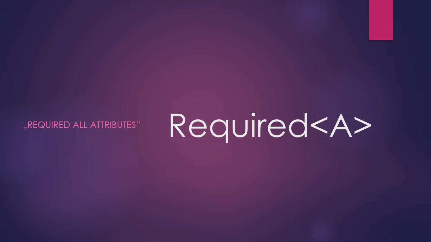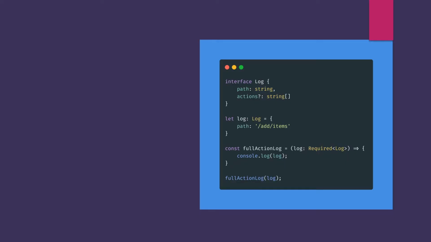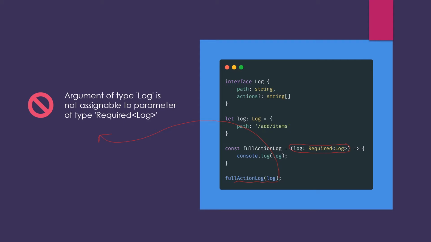Using required, you can change optional attributes to be required in an existing type. For example, if you have the log interface with one required and one optional parameter and a function where you'd like to use a log value with all attributes required, you can use required with the log generic parameter. With that, you have to pass logs with path and actions and it doesn't accept the simple log, as you can see in the example. With this method, you can avoid having to copy your existing type due to minor changes.